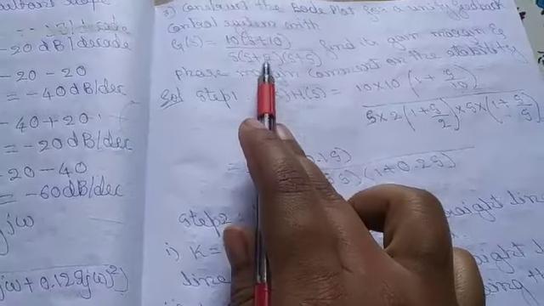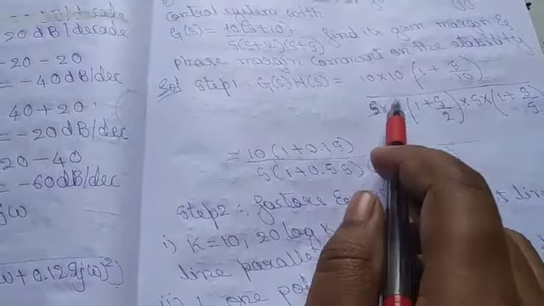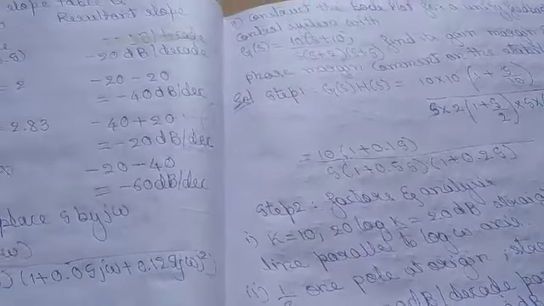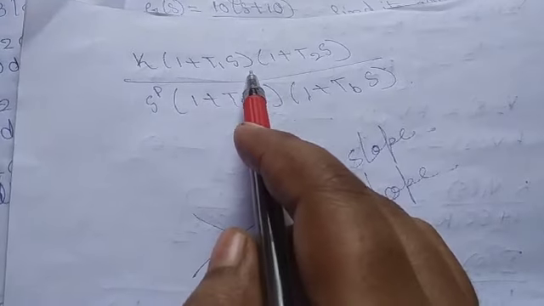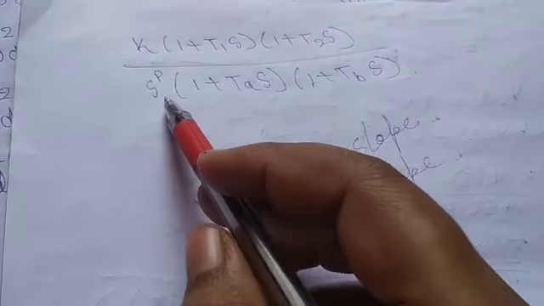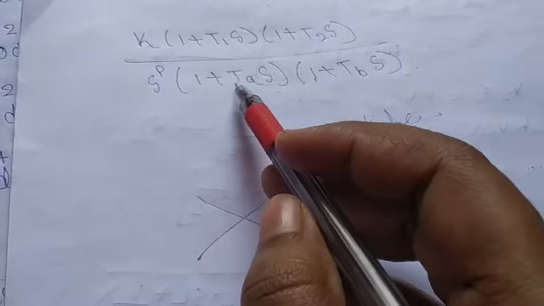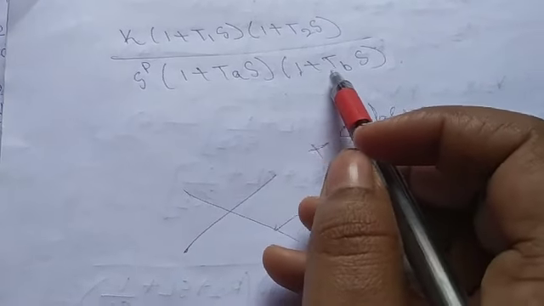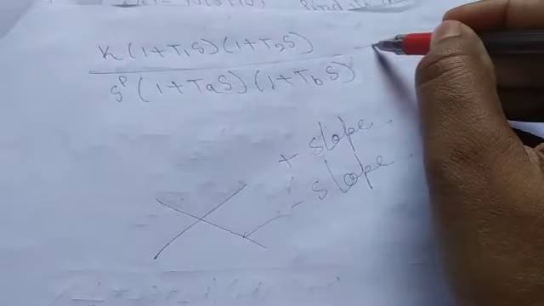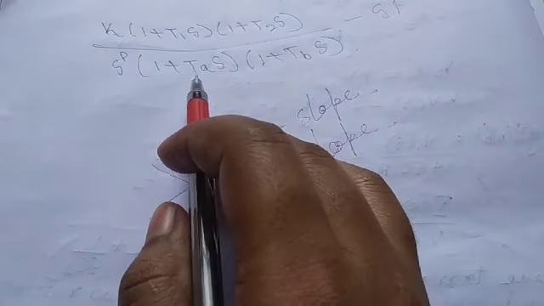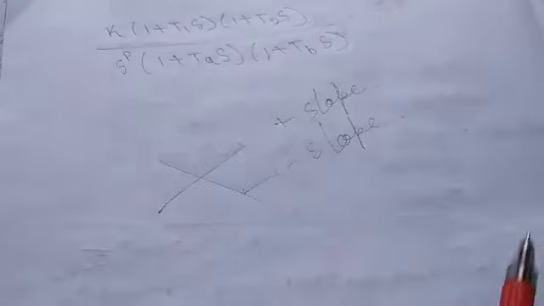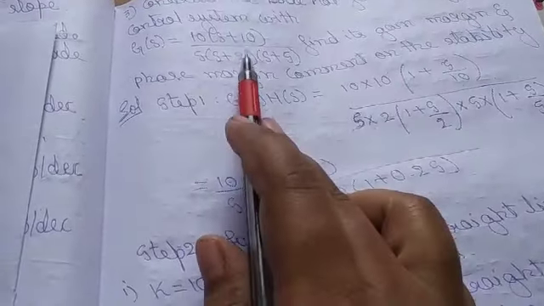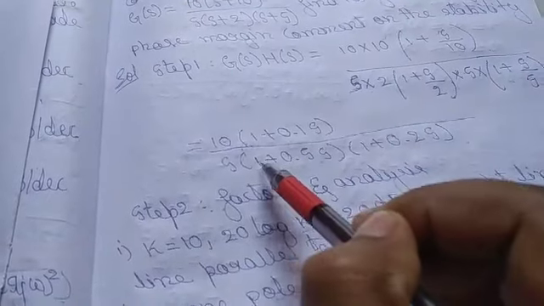If the given transfer function is in the standard form, then there is no need for step 1. The standard form is K(1 + T1 s)(1 + T2 s) / (s^p (1 + Ta s)(1 + Tb s)). If it is not given in the standard form, then you need to convert it into the standard form.